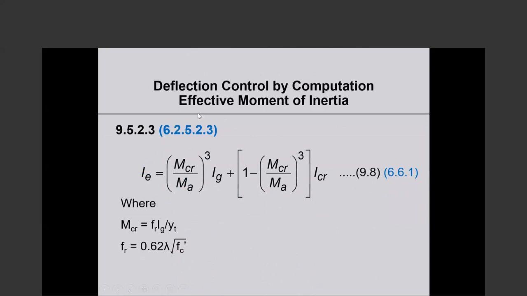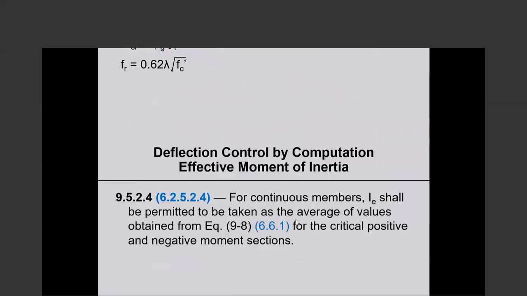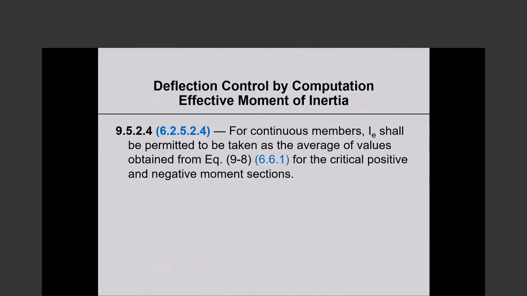M sub cr again is the cracking moment given by this expression. The f sub r is the modulus of rupture. We saw the expression for that. And anyway, this is the effective moment of inertia that you are supposed to use in deflection computations.